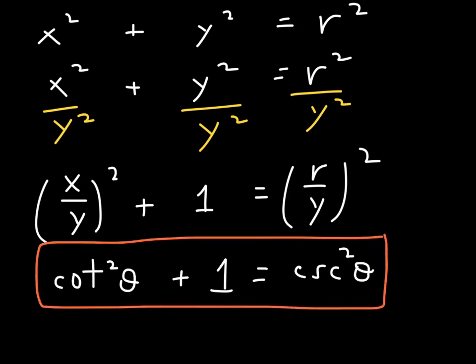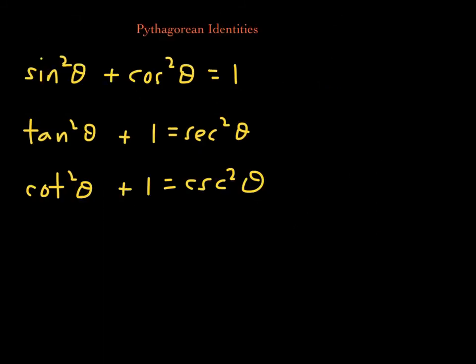So you have 3 Pythagorean theorems. It's very, very important that you understand how to write each one of them and how to write them correctly. Okay, let me summarize them maybe on the next page. Okay, these are your Pythagorean identities. It's very important that you write them down correctly and that you remember them really well.